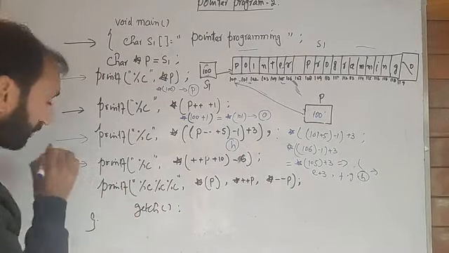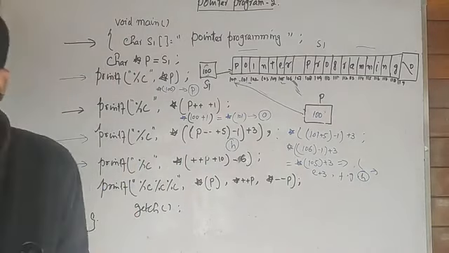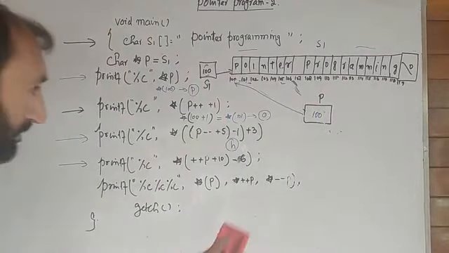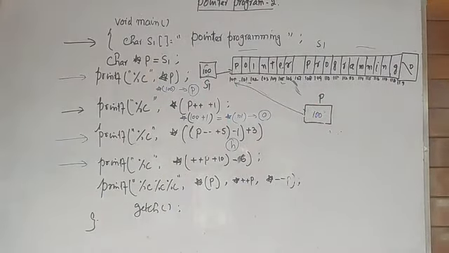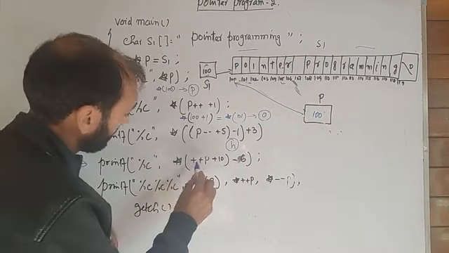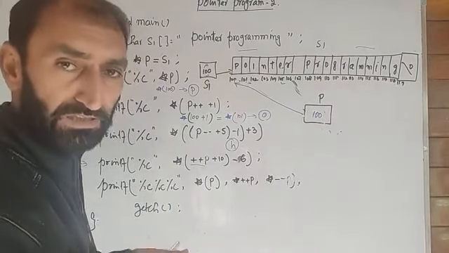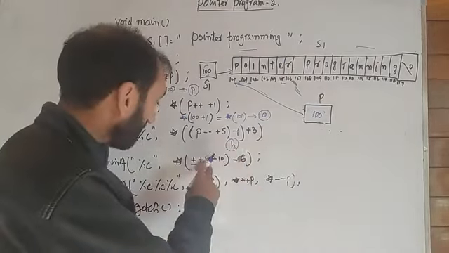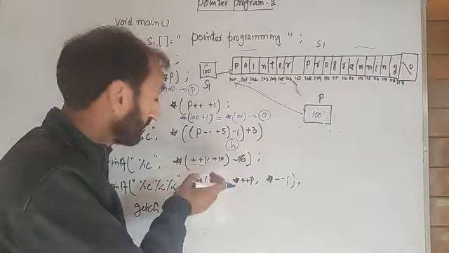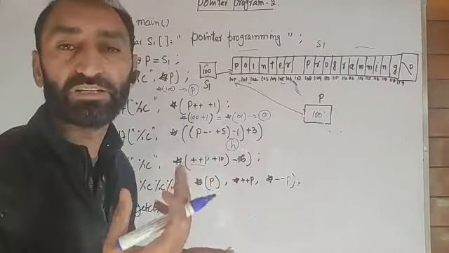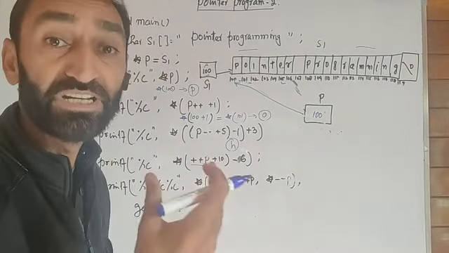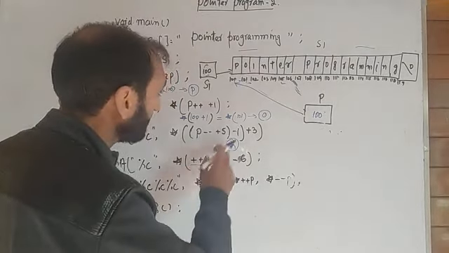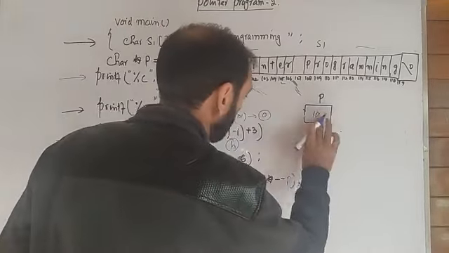Now we will come to this instruction. printf %c ++p. This is a pre-increment. What is the working of pre-increment? In the pre-increment, first the p will get incremented, then its value is going to be returned. What is p? p is 100. 100 will get incremented, that means 101.